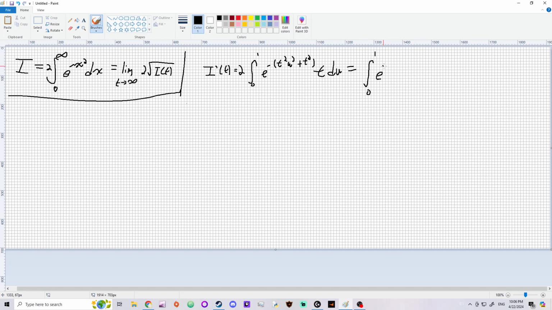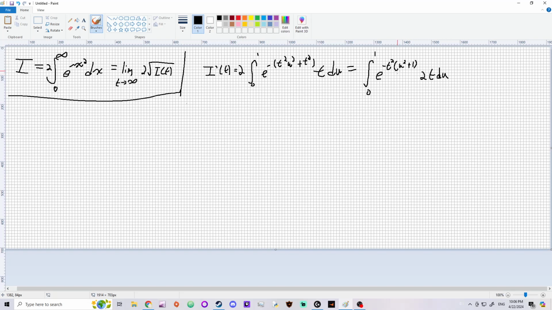E to the negative, and I'm going to take the t out also. So t squared comes out. So we have u squared plus 1, 2t du. The 2 came back in, and so forth. You get it, right? I'm not missing anything, am I? No, I think I'm good.